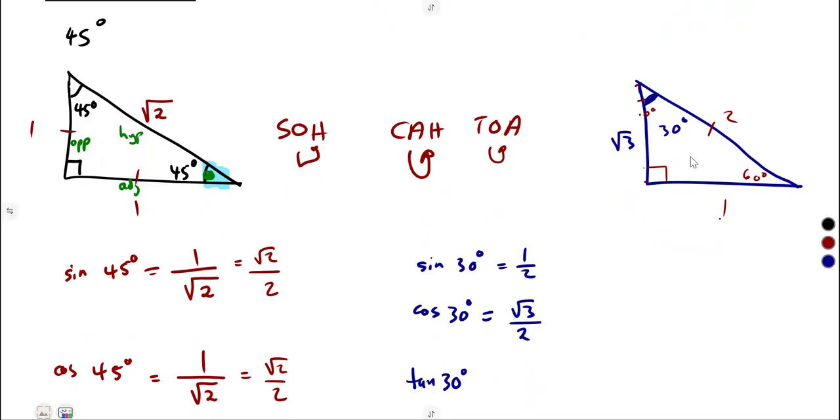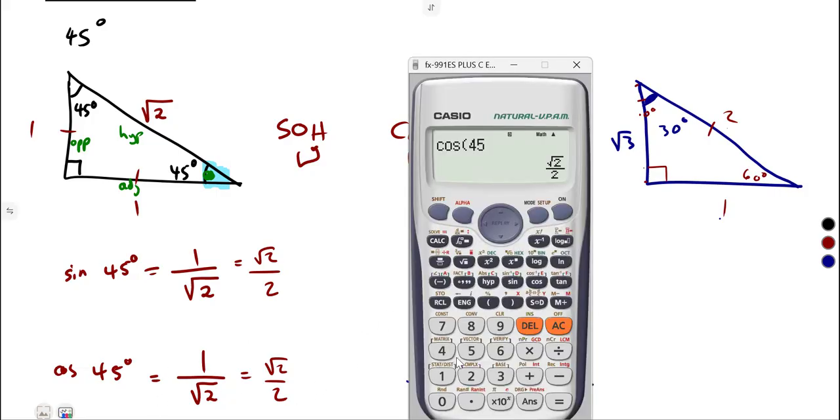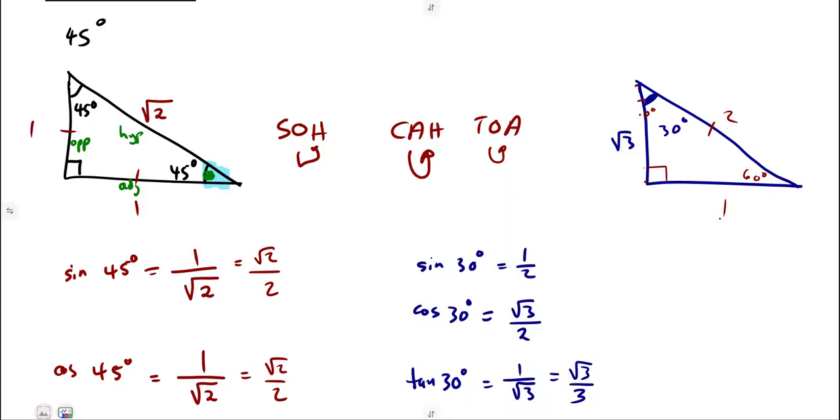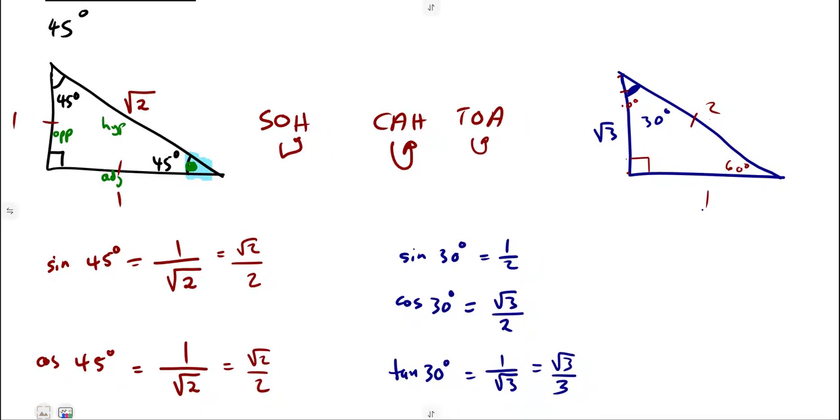According to this, opposite is 1, adjacent is square root of 3. So that's going to be 1 over square root of 3 according to the angle of 30 degrees. When simplified, if you rationalize, that is going to give us square root of 3 over 3. You can just even use your calculator, 1 over the square root of 3. So that's the square root of 3 over 3.